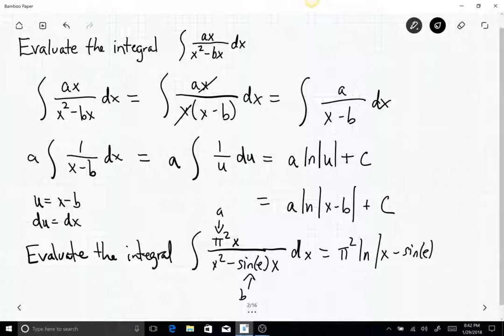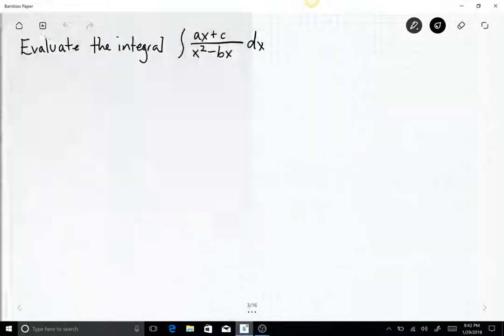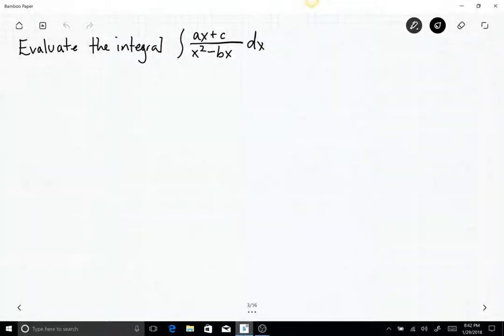And this is what we try and do oftentimes in mathematics, is find some generalization as to what's going on. That's why we do this with general constants, if we can. And you'll see that later in the improper integrals. That'll cut down a lot of time for us. So moving forward, evaluate the integral. We have ax plus c now divided by x squared minus bx. So this will be a lot harder.